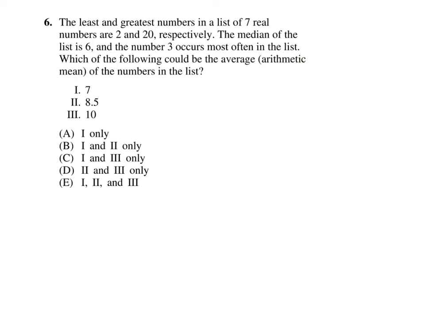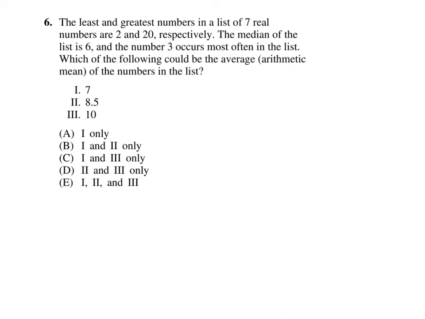What list? We got a list of 7 real numbers, not integers, not even numbers. There are no restrictions on these numbers. They can have weird decimals if they want. We got a list of 7 real numbers. The smallest one is 2. The biggest one is 20. The median is 6. And the number 3 occurs most often.